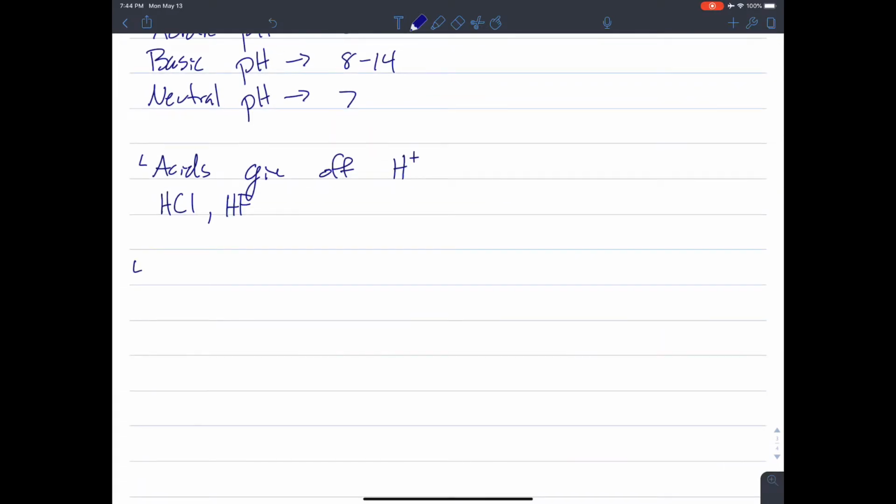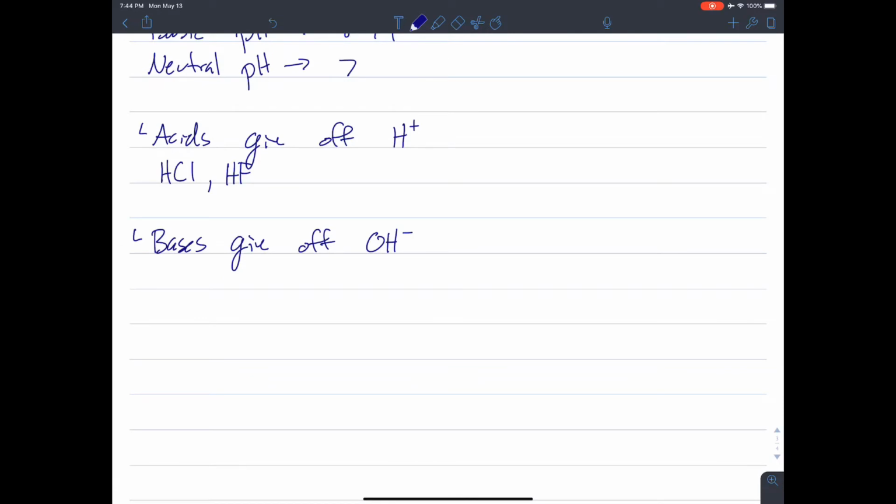Okay, bases give off OH, hydroxide ions. So bases have OHs in them. So you'll see bases like potassium hydroxide, sodium hydroxide, et cetera, something with an OH that it can give off in solutions.